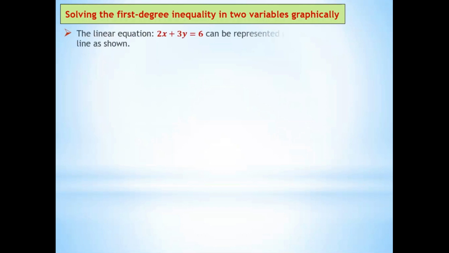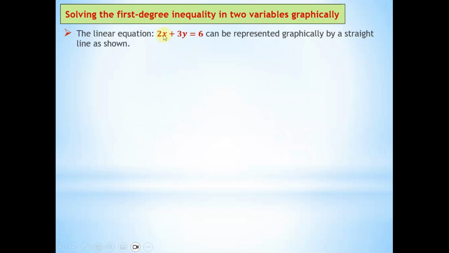First of all, the linear equation 2x plus 3y equals 6, for example, can be represented graphically by a straight line. How? You can plot this line by selecting any two points, only two points are enough to plot a line. How can you do this? You can select a value for x and calculate the corresponding value of y, another value of x to calculate the corresponding value of y. The simplest numbers you can use are zeros.